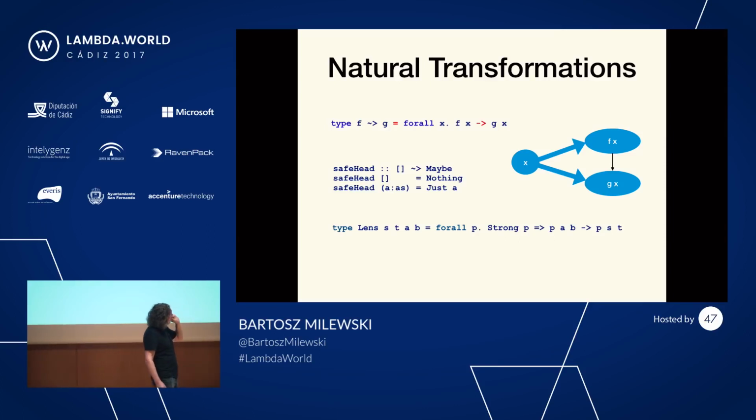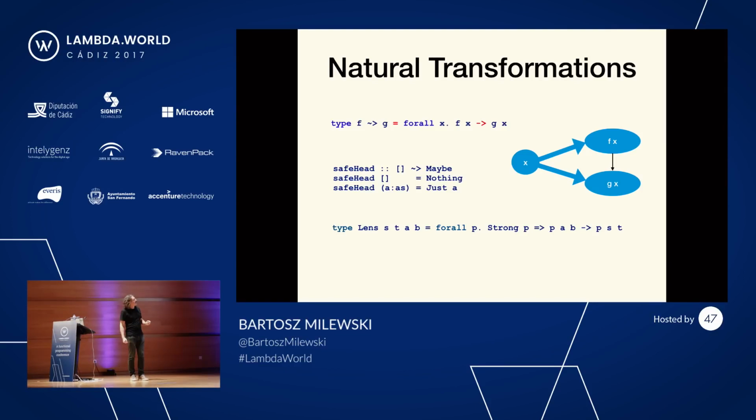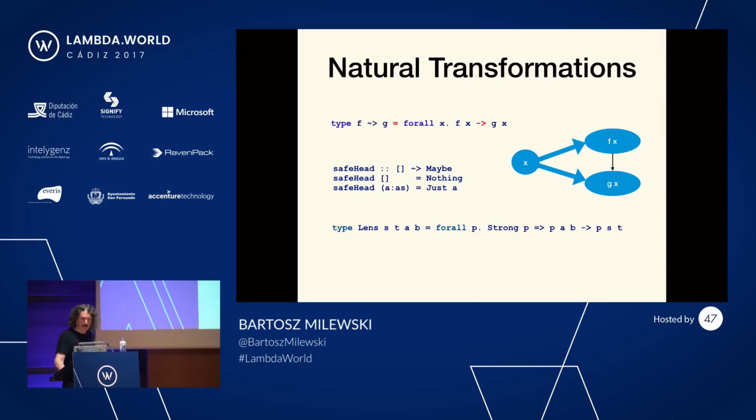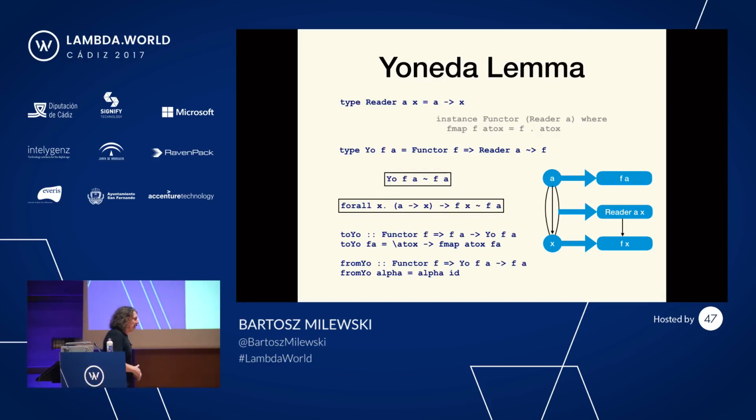strong P, PAB, PST. Okay, so when I first saw this, I was thinking, okay, but this looks like a natural transformation, but it's between something else. I mean, this is like a different category. How can you have a natural transformation where you have profunctors, right?